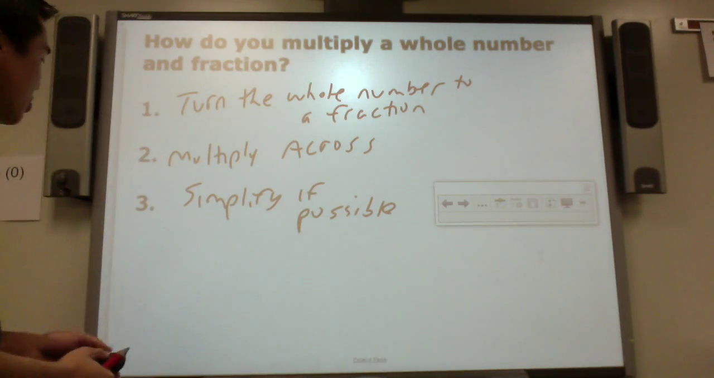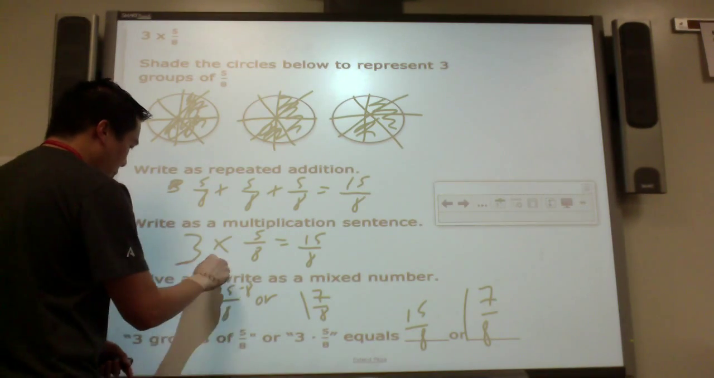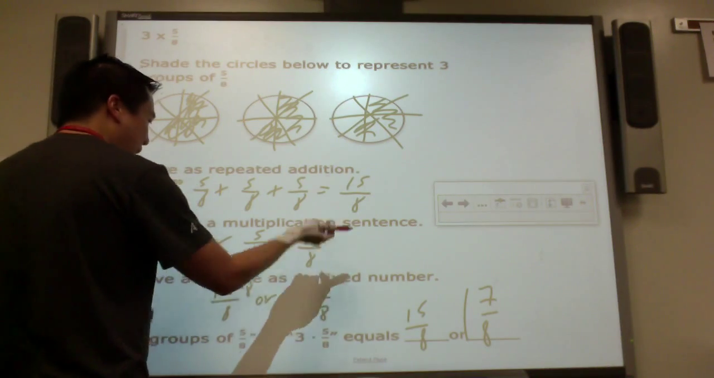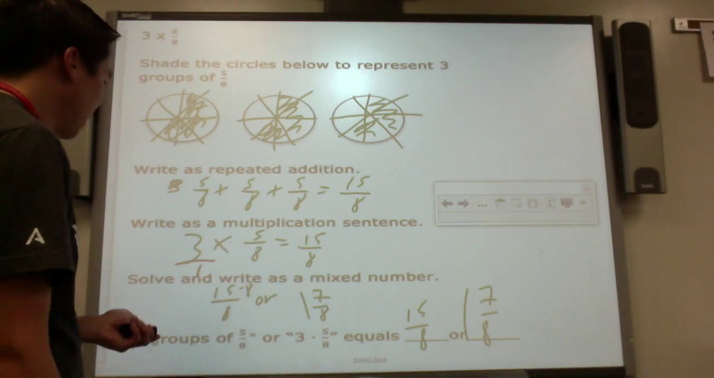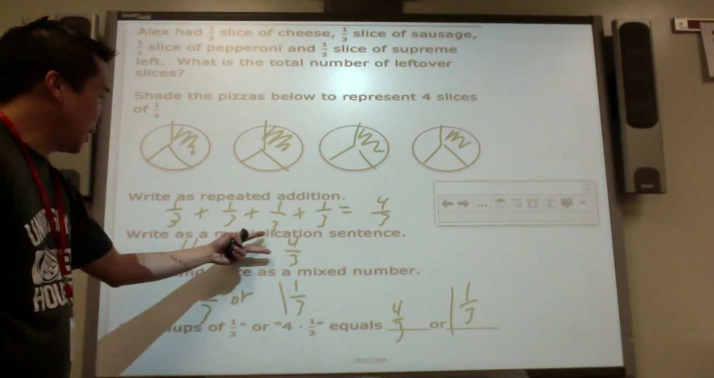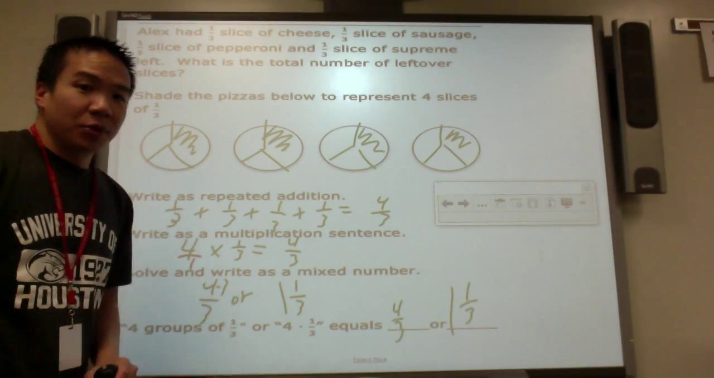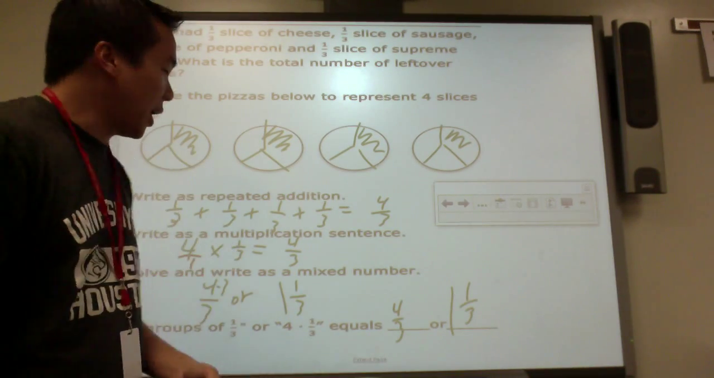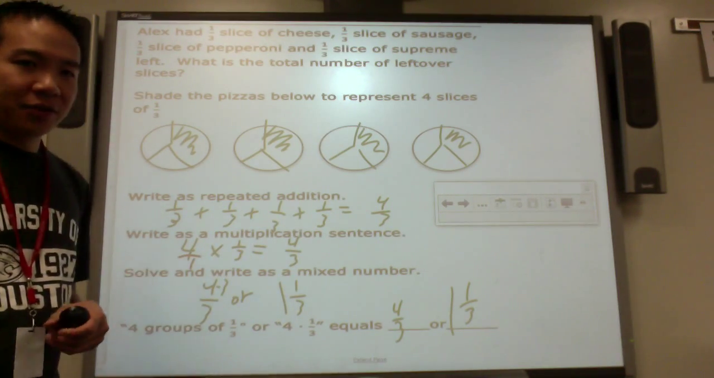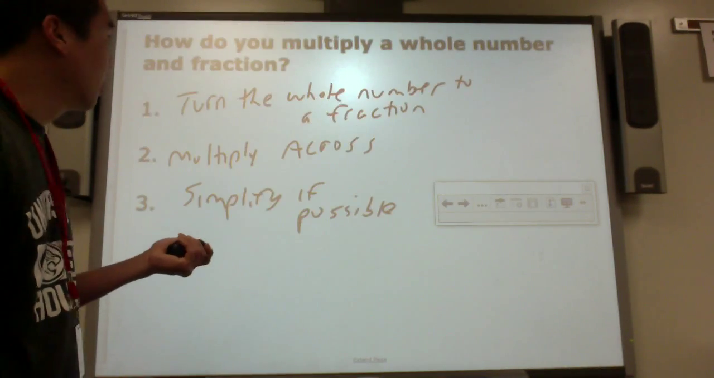So does that really work? Let's see. Let's go back to the previous one. Turn this whole number into a fraction, 3/1. This 3 divided by 1 is 3. Then multiply across, 15/8. Hey, it works! And then simplify if possible. Let's see if this one works. Turn this whole number into a fraction, that's 4/1. Multiply across, 4/3, and then you can simplify to 1 1/3. So again, some people do not like that way. They rather just multiply 4 and 1 is 4, keep the third by itself. It's your rule, decide what you're familiar with.